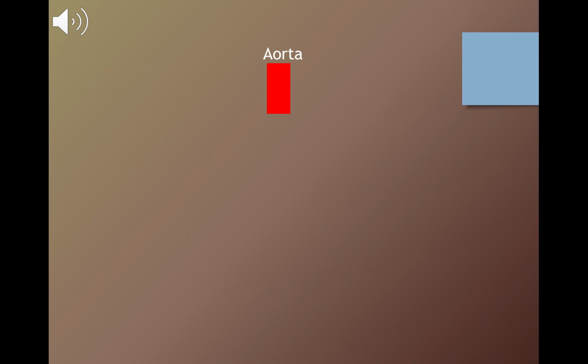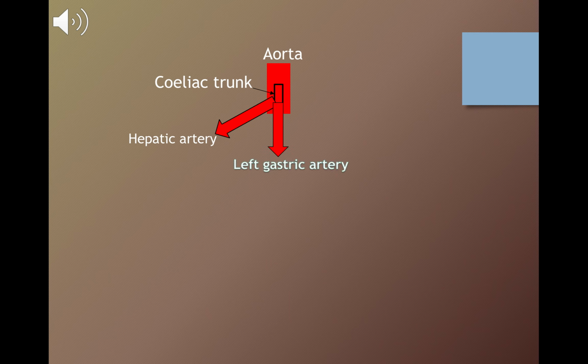Stomach is a foregut structure, so it gets its arterial supply from the celiac trunk, which comes directly from the aorta. Aorta gives off one of its anterior branches called the celiac trunk. The celiac trunk has 3 branches: the hepatic artery, the left gastric artery, and the splenic artery. The 3 branches can be remembered with the mnemonic, go straight home. G for left gastric, S for splenic and H for the hepatic artery.